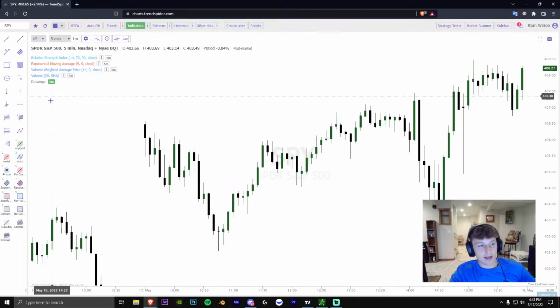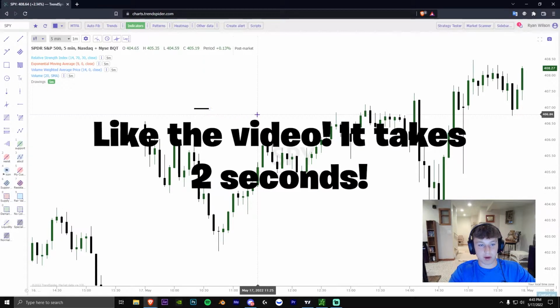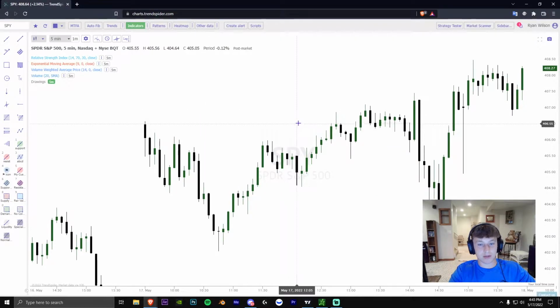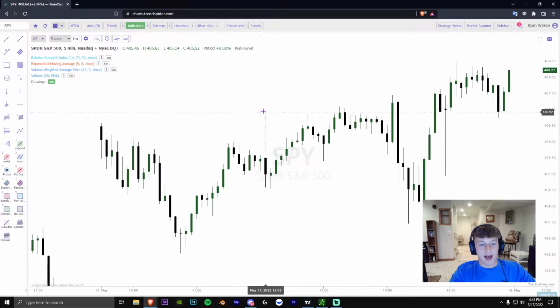So the first play, like I said, I posted on my Twitter. So we had a meeting today at 2, and I typically don't like to play meetings because it's usually choppy, unless on one condition, unless I see a perfect play or a perfect setup. That's literally the only time I'll trade. And I did see a perfect setup, and I'm going to show you right now.